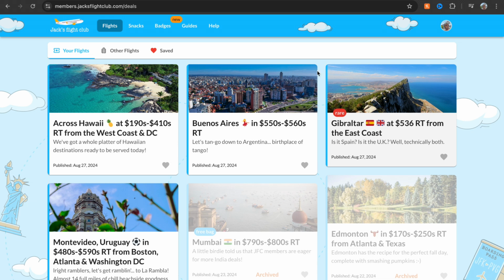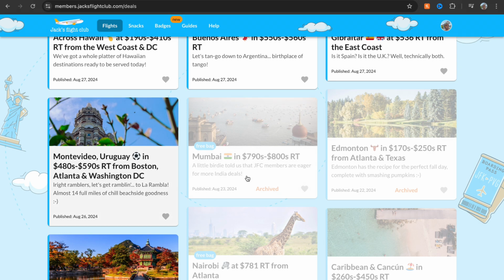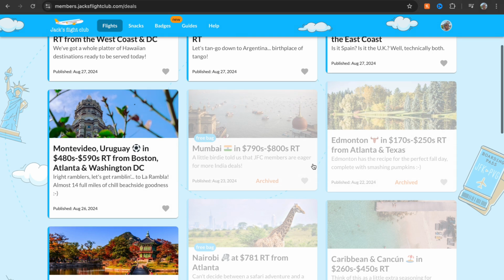Then here are all of the options of places it's telling you that you can go to. So when it says archive, that means that these deals are no longer working. But right now, it's telling you from Atlanta, this is going on right now. This is published August 26th. It's saying you can go to Uruguay for $480 to $590 round trip from Boston, Atlanta, and Washington, right?